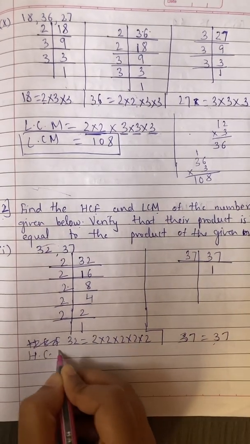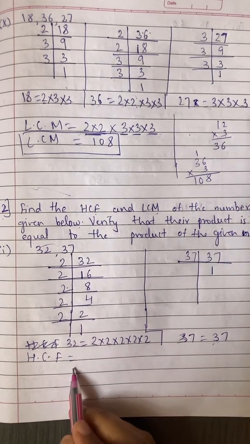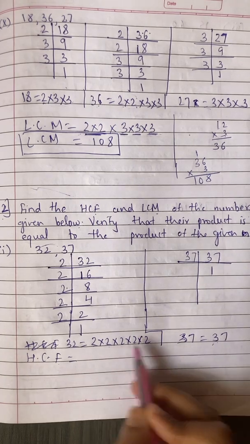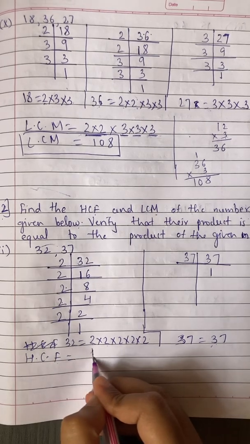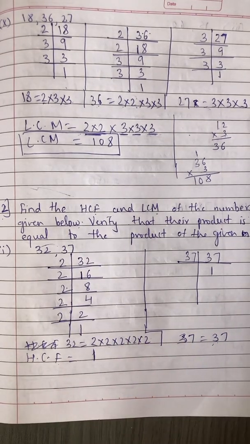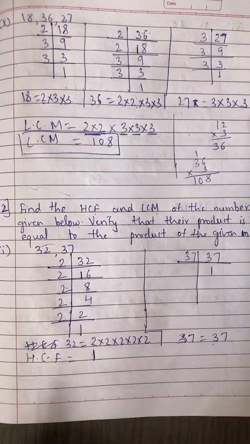Now to find out HCF, what do you have to do? You have to find out the common factors in both. So what is the common factor? 2 is not common over here and 37 is also not present over here. So in that case, the common factor becomes 1 because a whole number is multiplied by 1, right? So HCF always becomes 1 when there are no common factors.